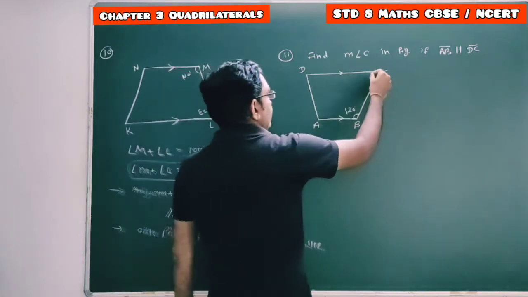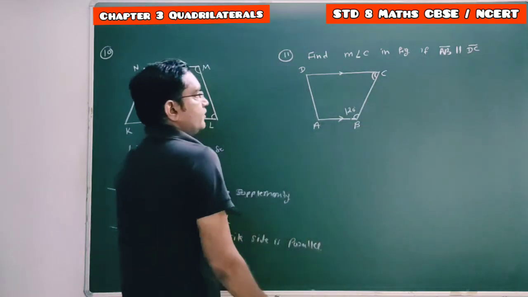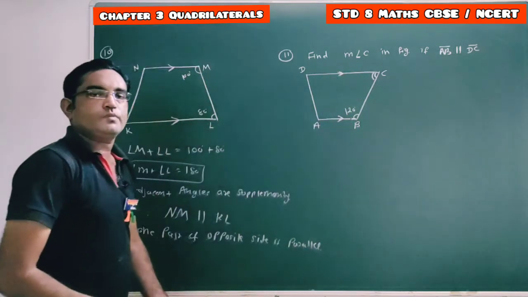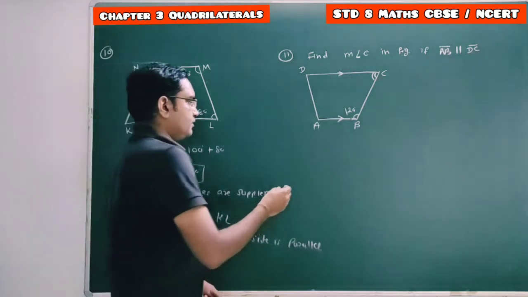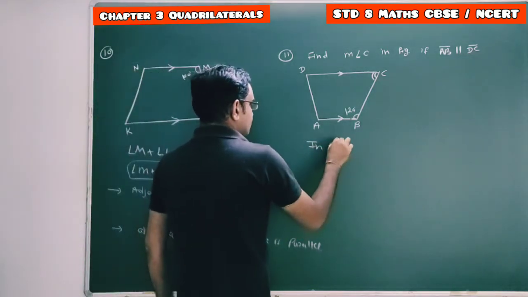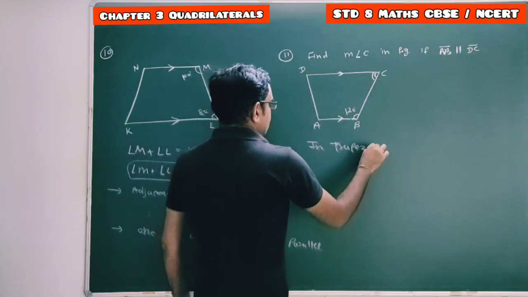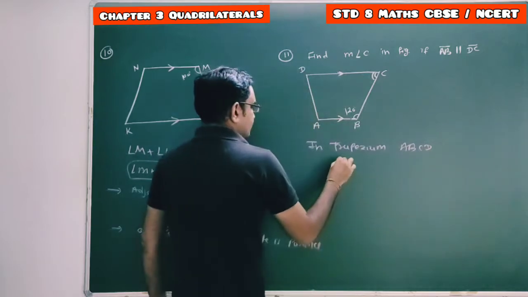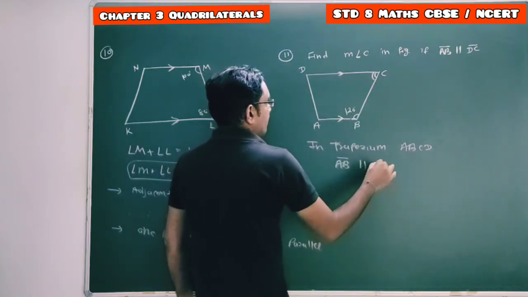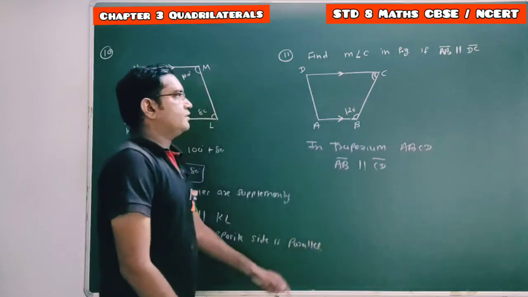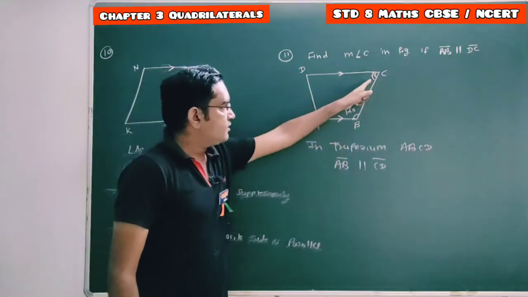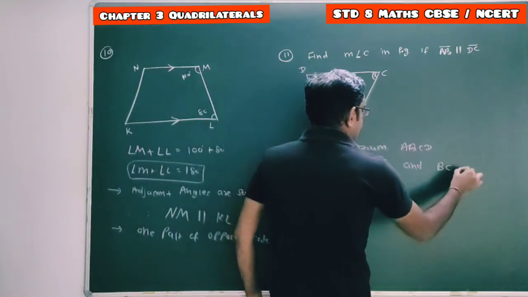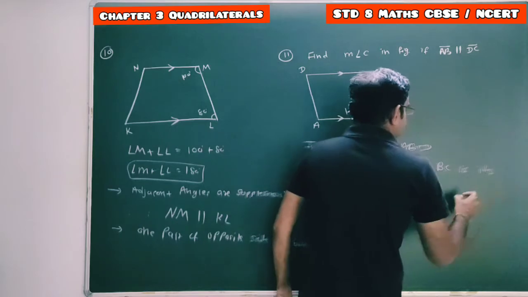Now in this figure we have to find the measure of this angle C if side AB is parallel to side DC. Very simple, it's a trapezium. So in trapezium ABCD, we are given that side AB is parallel to side CD. These two sides are parallel. So can we say this BC is the transversal, and side BC is its transversal?